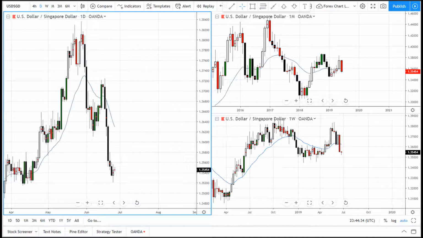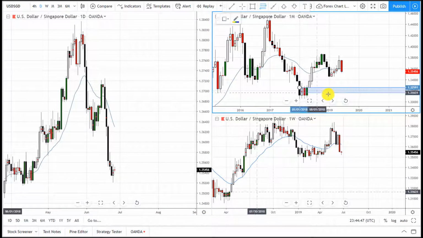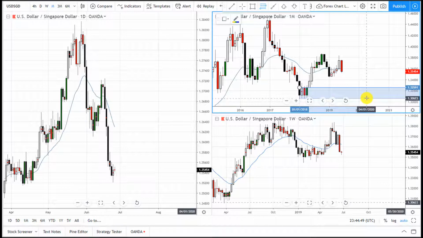Apart from that, let's get right to evaluating the charts. Okay, let's take a look at the US dollar versus Singapore dollar. Let's do a top-down analysis looking at the monthly first. We see that there's a strong demand zone here.